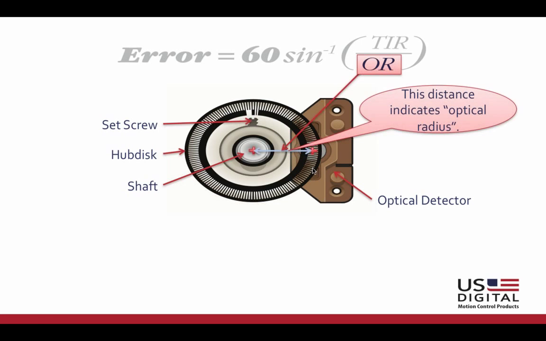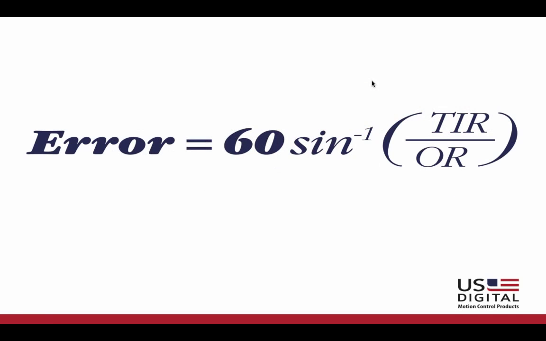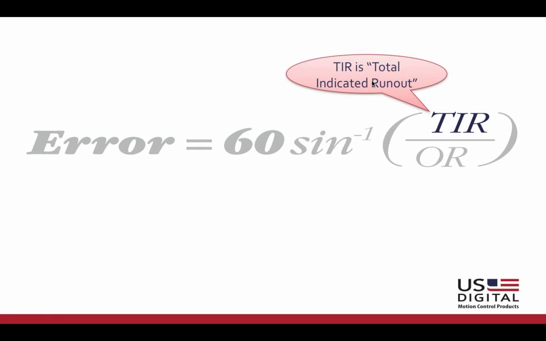In this case, you see the blue arrow. This is what is commonly called the optical radius of the encoder. And this piece of information, if you're doing this calculation yourself, is available from the encoder manufacturer. They should be able to provide this information to you fairly easily. Okay, moving forward.